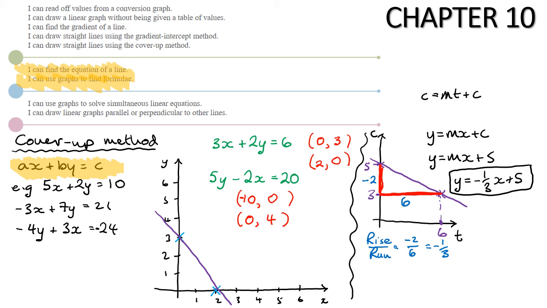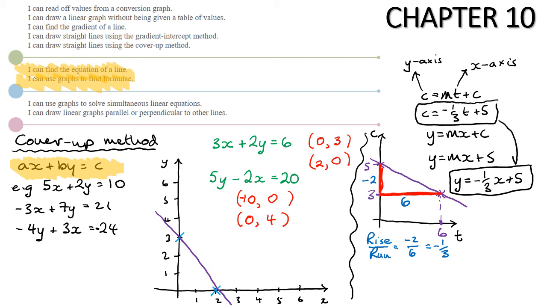Yeah, so all I did was whatever's on the y-axis, I put that letter instead. Whatever's on the x-axis, I put that letter instead. So the equation of this line would be c equals negative a third t plus 5. So you can see it's pretty much the same as this one down here. We're just using different letters. So that's that bit where it says I can use graphs to find formula. Don't let the graphs confuse you. They're just different letters. Match it up with y equals mx plus c. Just use the different letters that are there.